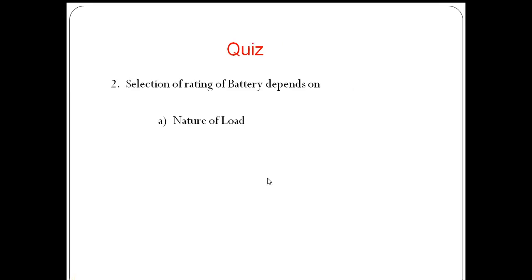Selection of rating of battery depends on nature of load, backup period, capital investment, or all of the above. It depends on all these factors: type of load, backup period, capital investment. So option D, all of the above.